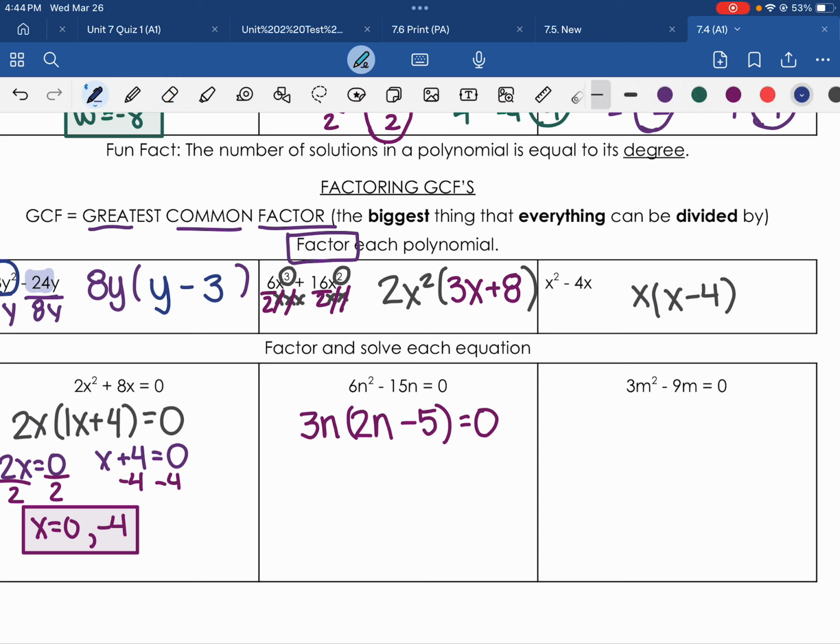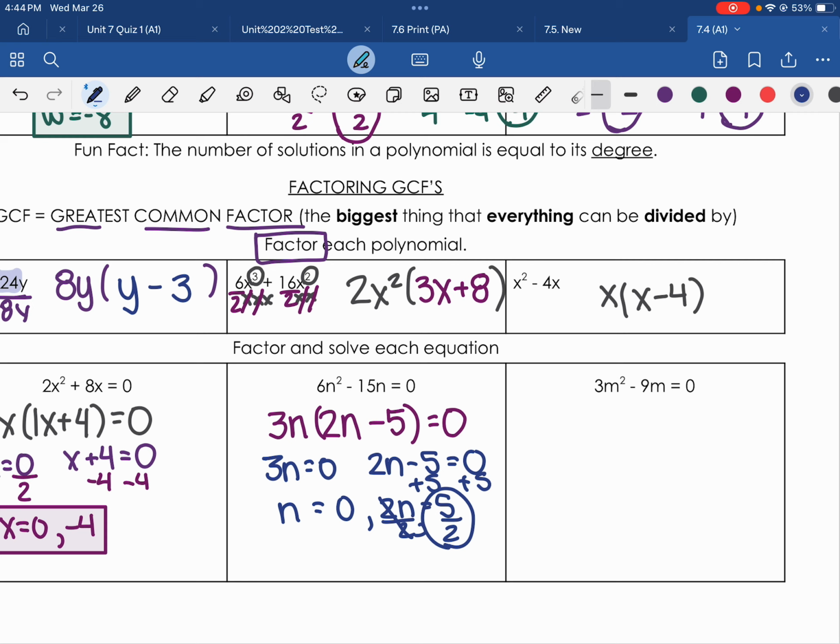Now, to solve the rest of the way, 3n equals 0, 2n minus 5 equals 0. So n is either 0 or positive 5 over 2. I guess I should just put a circle there.